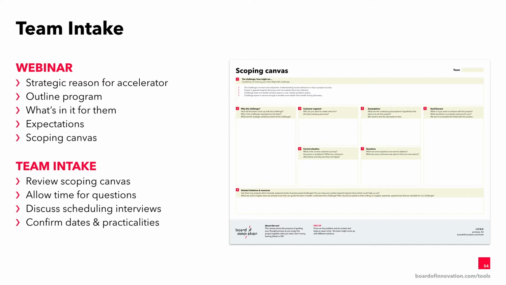And then we ask you to fill in a scoping canvas. The scoping canvas is a tool that we designed specifically to facilitate these discussions, and you can download it here. That scoping canvas is the basis of your team intake, which is an in-person or remote via video call conversation between the innovation coach and the team, where you review the scoping canvas, you check the team composition, you allow time for questions, and you really do a deep dive into practical matters like scheduling interviews, confirming dates, and so forth.